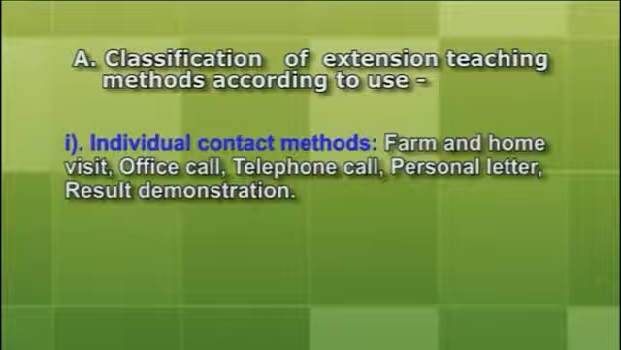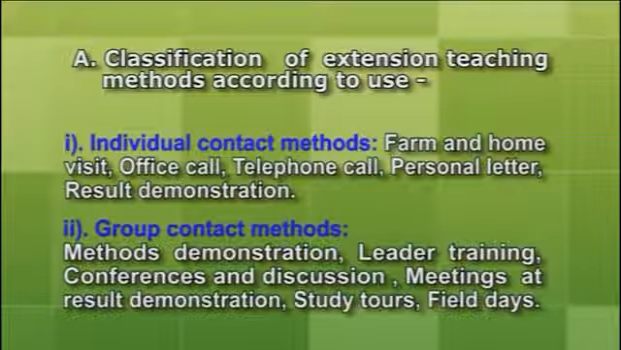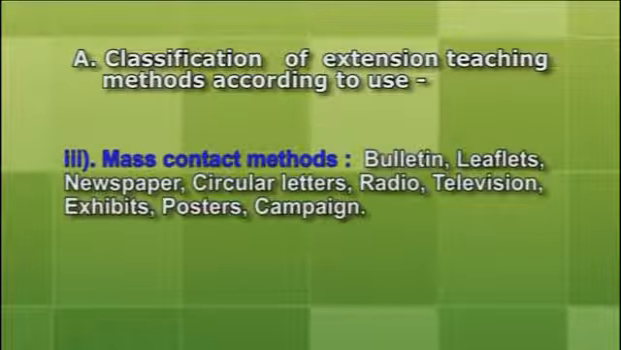Individual contact methods: farm and home visit, office call, telephone call, personal letter, result demonstration. Group contact methods: method demonstration, leader training, conferences and discussion, meetings at result demonstration, study tours, field days. Mass contact methods: bulletin, leaflets, newspaper, circular letters, radio, television, exhibits, poster, campaign.